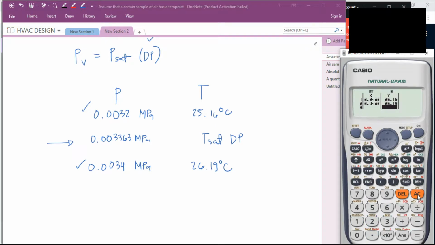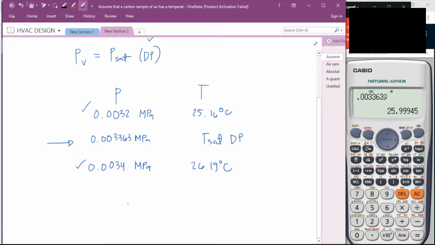We press AC and then shift 1 5 5. Hanapin niyo yung parang saranggola or the Y-hat. And then input the value na meron ka doon. Yung hinahanapan mo ng corresponding dew point temperature, which is 0.003363. Then you will arrive with the value of your dew point. Therefore, the dew point temperature is equal to approximately 26 degrees Celsius.